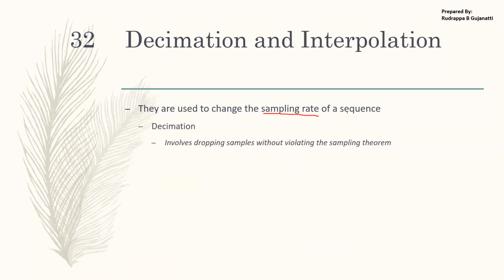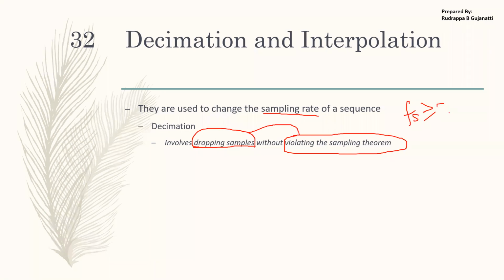Now, what does decimation imply? Decimation implies you drop a few of the samples from the sequence. But when you're dropping, you take care that you are not violating the sampling theorem or the Nyquist criterion. That is what I wrote in the previous case. So you're dropping a few samples, but at the same time taking care that the Nyquist criterion is satisfied.